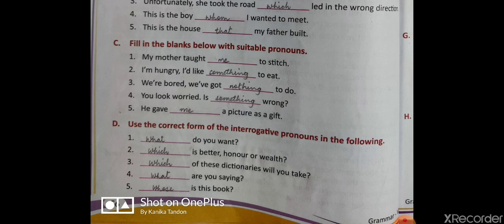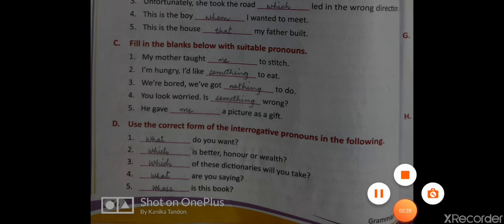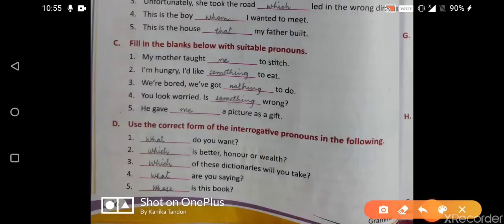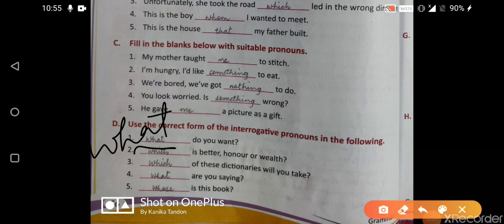Which is better, honor or wealth? I guess this is not which, it is what. This is what is better, honor or wealth? Or which of these dictionaries will you take? What are you saying? Whose is this book?